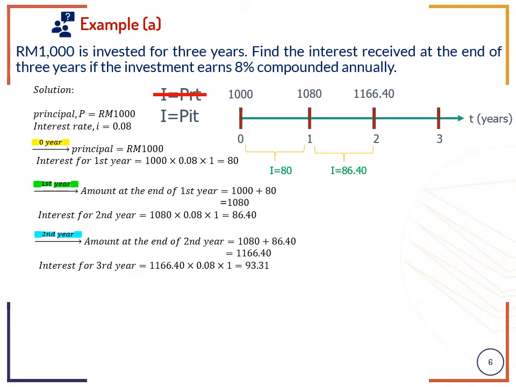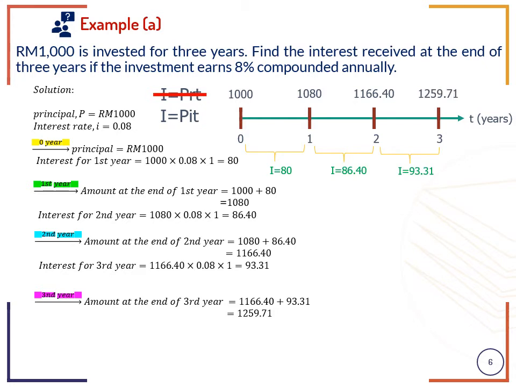Interest for third year is equal to 1,166 ringgit 40 cent times 0.08 times 1, which is equal to 93 ringgit 31 cent. On third year, amount at the end of third year is equal to 1,166 ringgit 40 cent plus 93 ringgit 31 cent. So, the amount at the end of third year is equal to 1,259 ringgit 71 cent.